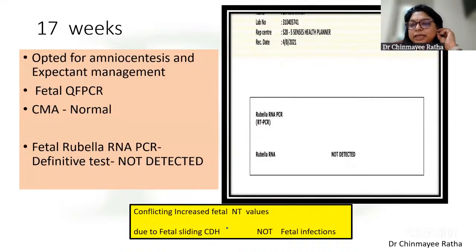And in addition to the aneuploidy, we also tested for the rubella RNA PCR, and it was clear that it is not there. So there was a rubella IgM positive. There was an increased NT. There was everything else. But when you put all the things together, you realize that everything is for a different reason and you need not allocate one to the other and get confused. So the woman did not have a rubella infection and she had a sliding hernia.